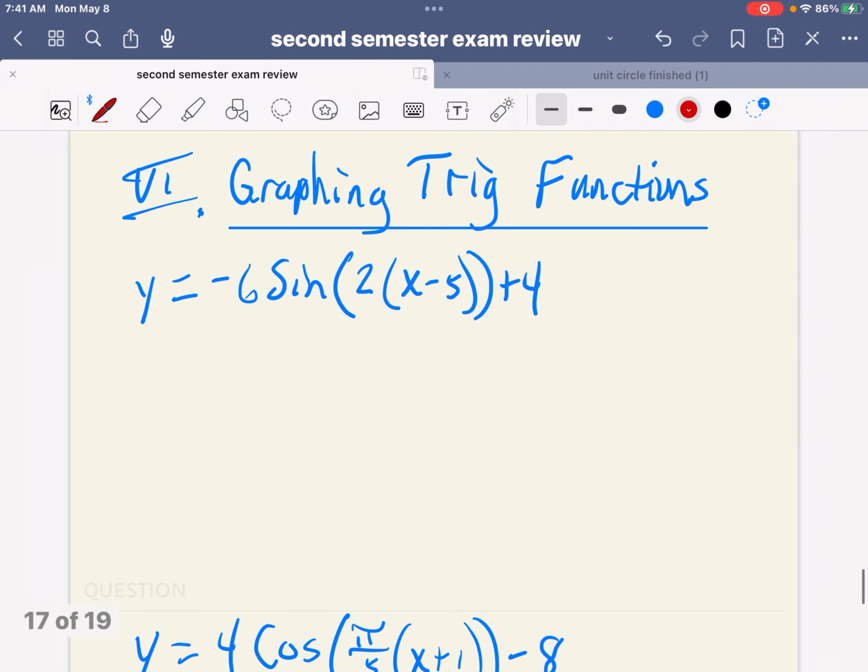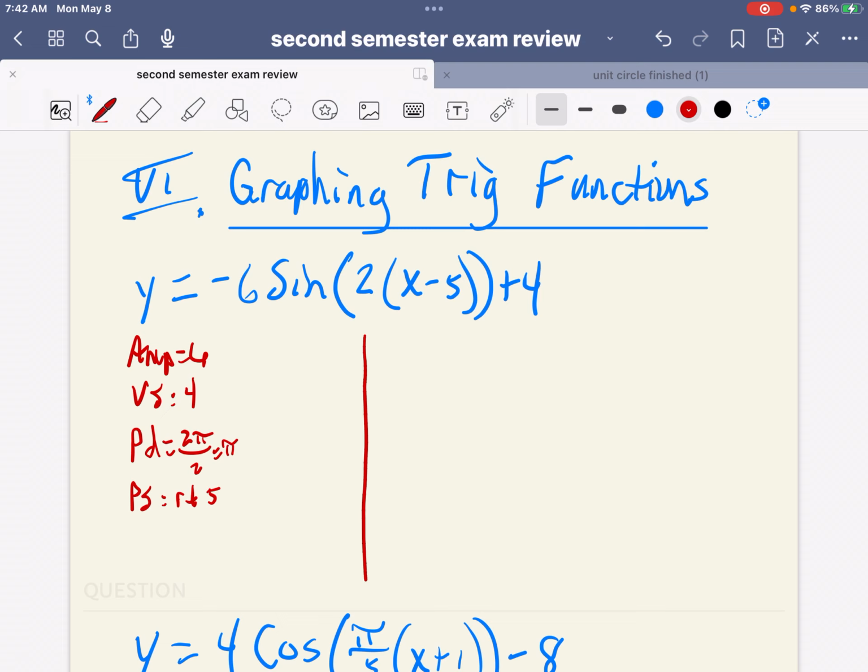All right, how do we graph one or two periods of y equals negative 6 sine 2 times x minus 5 plus 4? We can tell that the amplitude is 6. We can tell that the vertical shift is 4. I can tell that the period is 2 pi divided by 2, so pi. And I can tell that the phase shift is to the right 5.